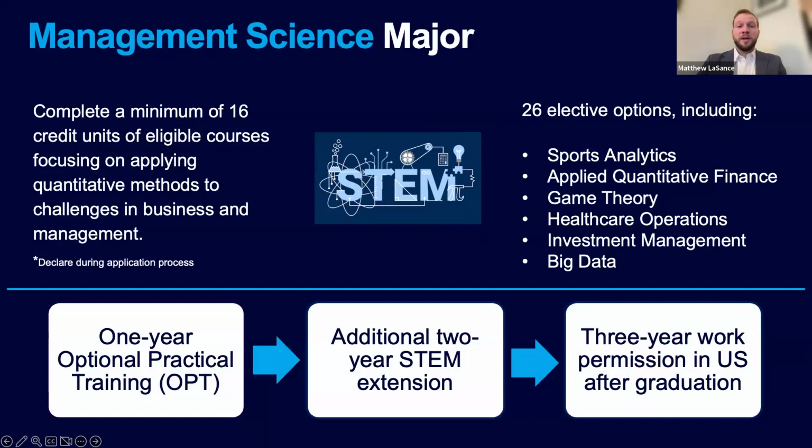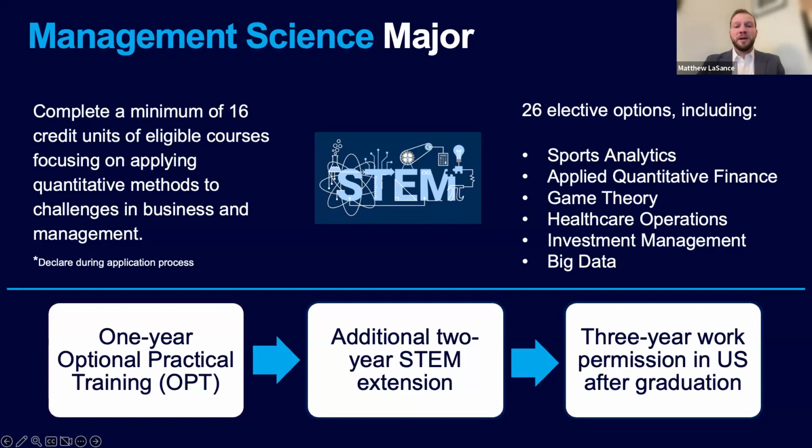Now, one of the other opportunities available to students is the management science concentration, or now major. You would complete a minimum of 16 credit units of eligible courses, and those courses will focus on quantitative methods and putting those methods to challenges in business and management. There are 26 elective options that you can choose from, including some of the most popular ones you can see there: sports analytics, quantitative finance, game theory.